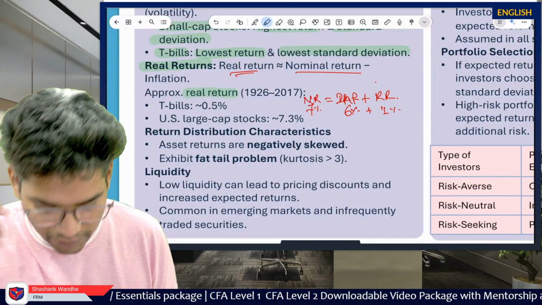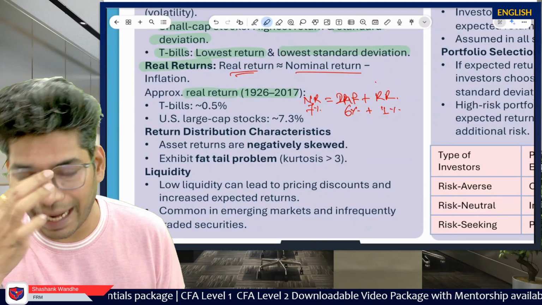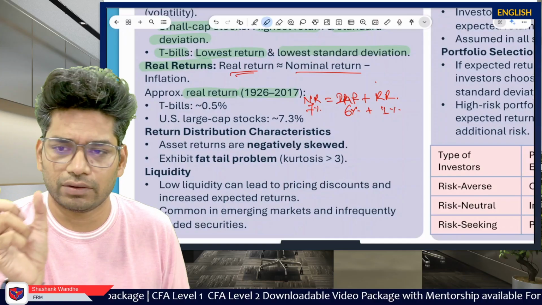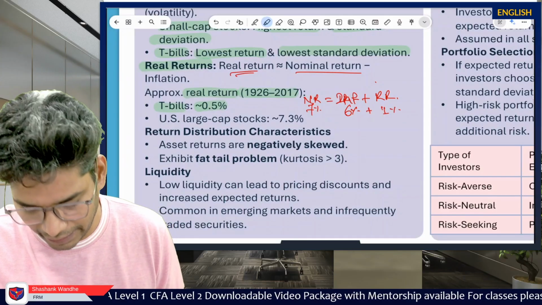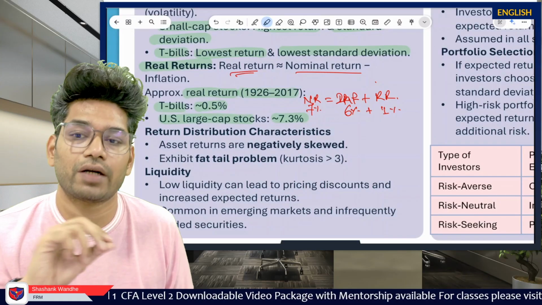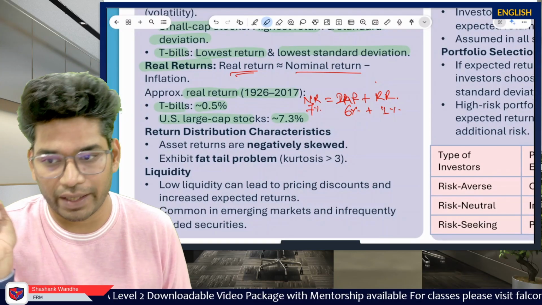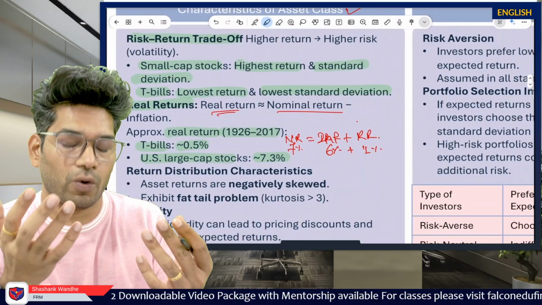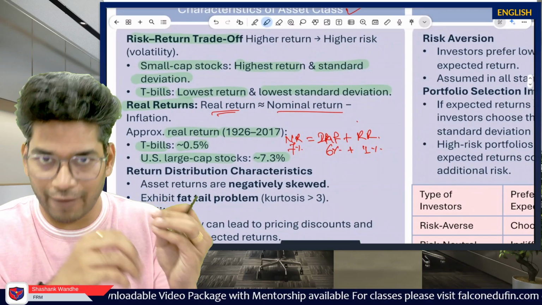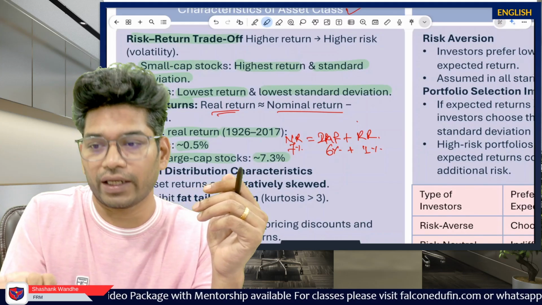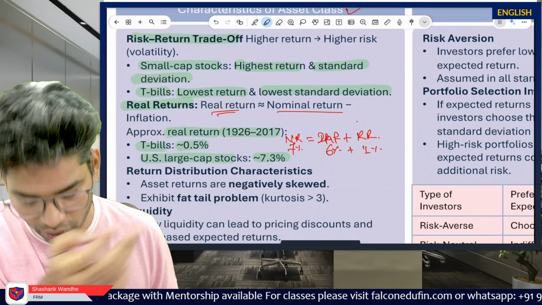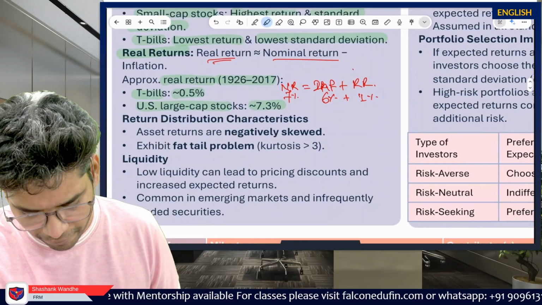Approximate real returns based on the same 1926 to 2017 data. T-bills produce a real return of approximately 0.5%, and US large cap stocks produce a real return of approximately 7.3%. In my opinion, it is not necessary to remember these values, but you need to understand that T-bills produce a lower real return compared to large cap stocks. This much should be enough.